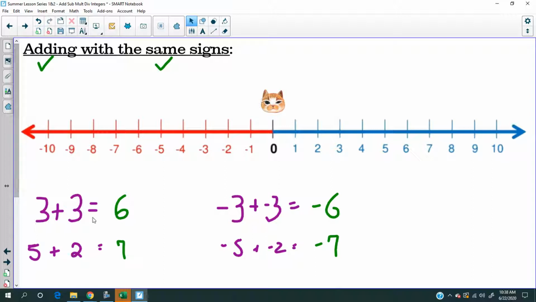Same thing. The expectation is by the end of 7th grade, you can do this as quick as you do your multiplication table.